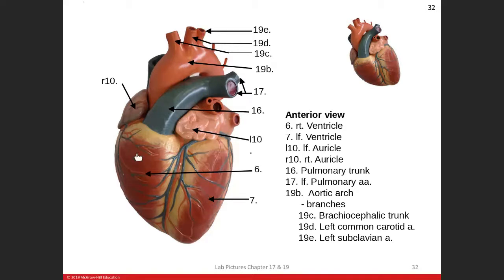Anything else on here? What are those little things called? Over here? Yeah. We're going to talk about those. Some of those are going to be some of the intercostal arteries, esophageal arteries.